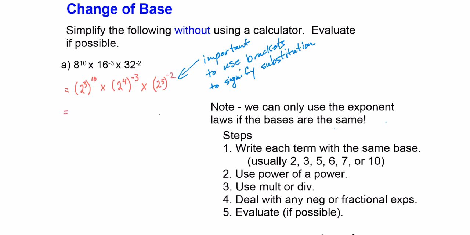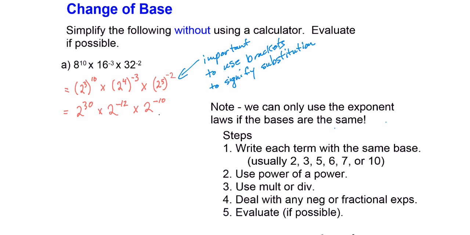So, we've got 3, we've got these two and these two and these two we have to combine using power of a power. So now what we've got is, well, the first one is going to be 3 times 10, which is 30. Times 2 to the, well, 4 times negative 3 is negative 12. And then we're going to multiply that by 2 to the, well, negative 10.